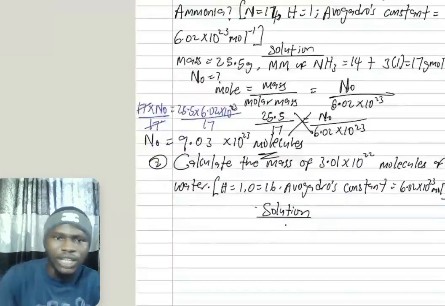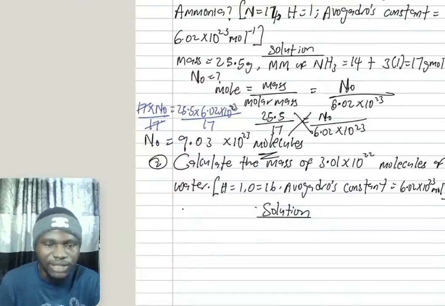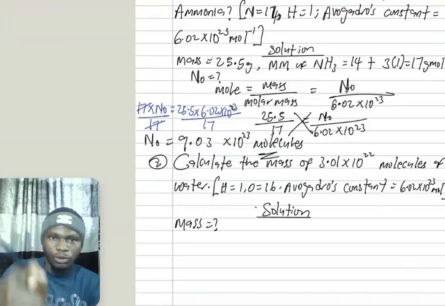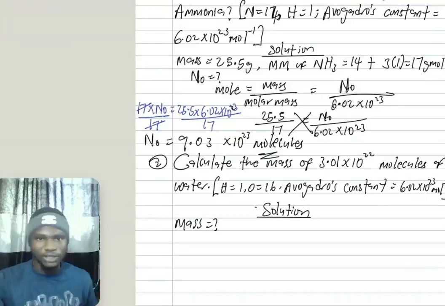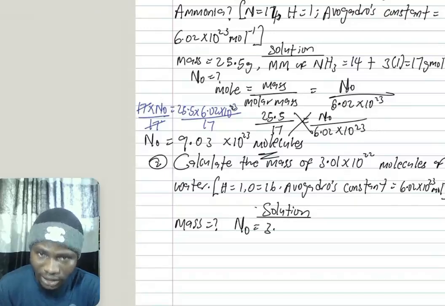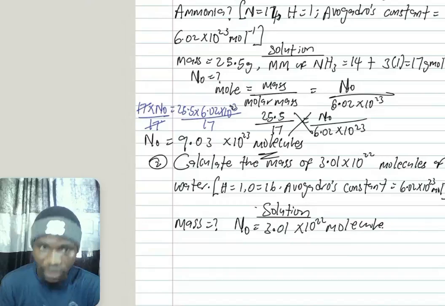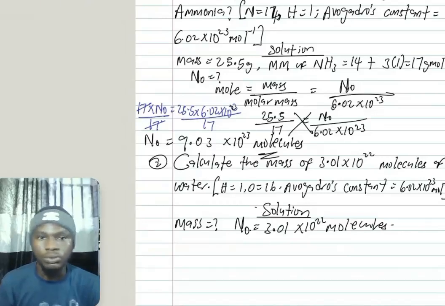They said calculate the mass. Calculate the mass. It means that we don't know the mass in this question now. You can pause this video to try this question out. Let's see if you get the understanding. Now, the next thing: I will calculate the mass of 3.01 times 10 to the power 22 molecules of water. So we have the number of molecules of water. That's 3.01 times 10 to the power of 22 molecules. So we have these molecules. Now, what do we do?